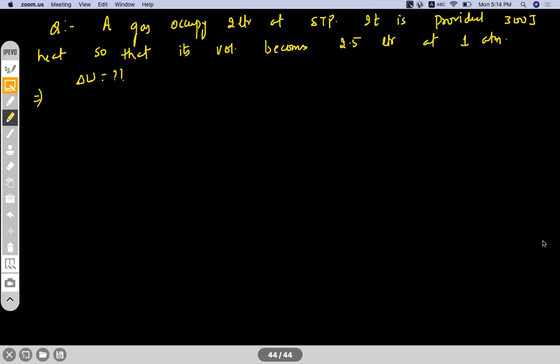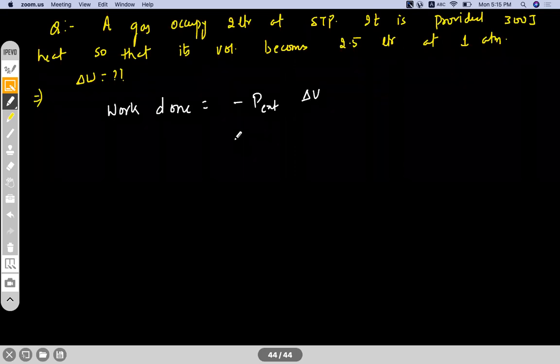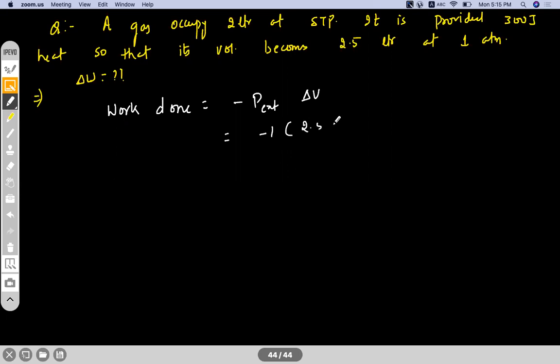Okay, so here work done is equals to, we'll write minus P external delta V. P external is 1 atmospheric. So minus 1 into 2.5 minus 2, that is minus 0.5, unit is liter atm.